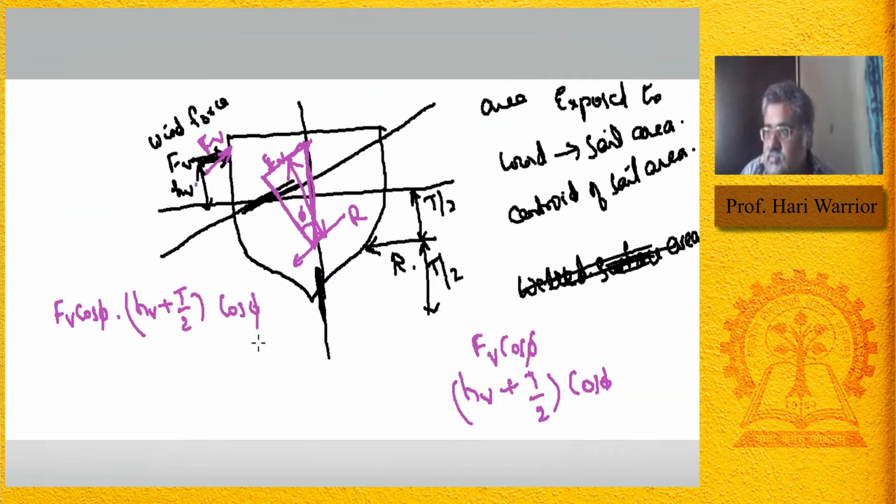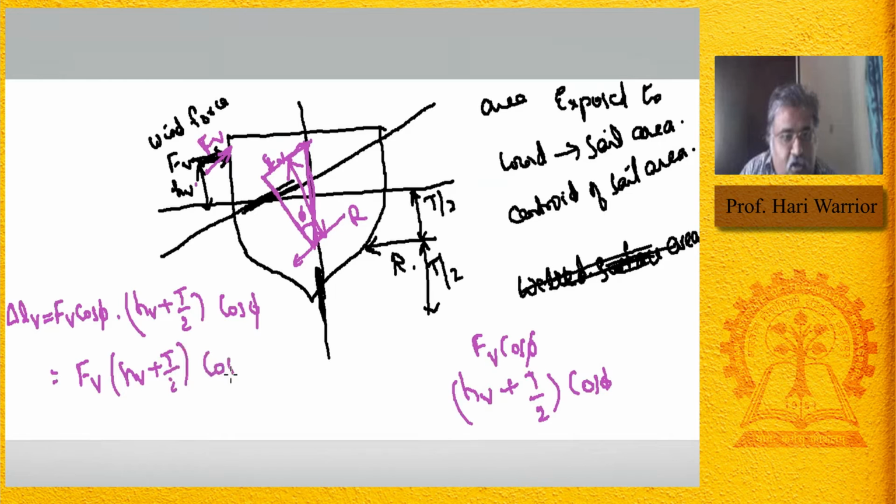Now, this is the wind heeling moment. Sorry, it's not the arm, it's the wind heeling moment. So, delta into LV, right. LV is the wind heeling arm. So, this is equal to FV into HV plus T by 2 into cos square phi. Now, I'll just take the delta to this side and put L here. LV is equal to this.